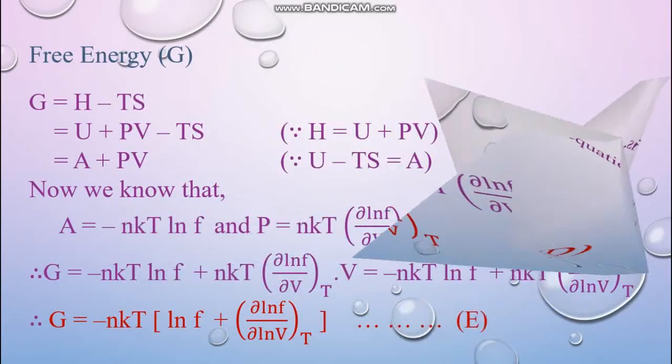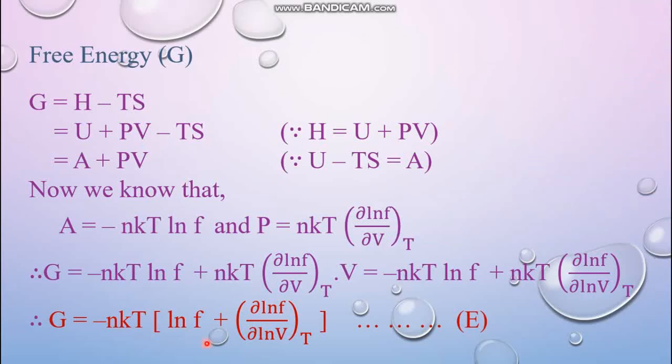Now move on to finding the derivation of G. As you know, G has the thermodynamic expression H minus TS. H is the enthalpy, T is temperature, S is entropy, and G gives free energy. And H, by its definition, enthalpy, is actually internal energy plus mechanical energy.